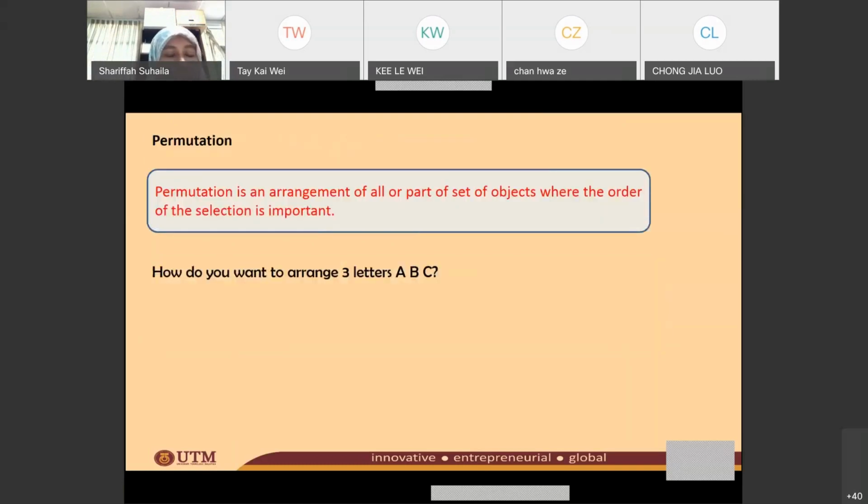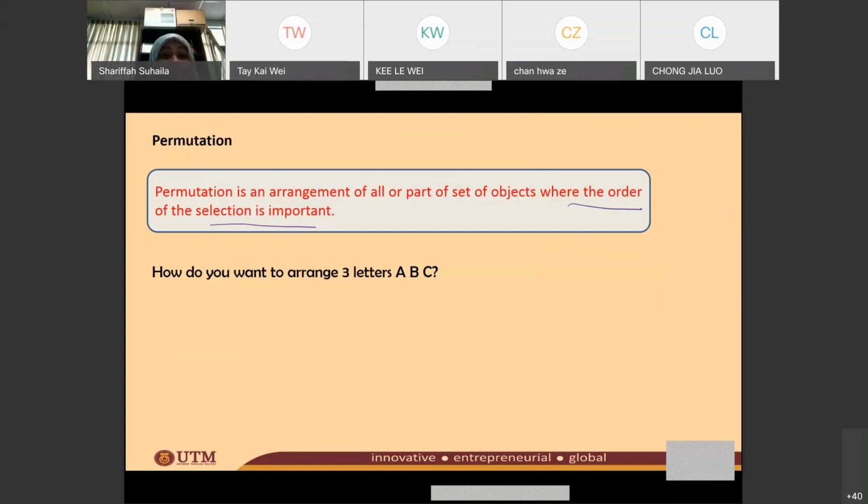What we want to deal with here is permutation and also combination. We want to focus on the concept of permutation and also combination. You need to know the definition of permutation. Permutation is an arrangement of all or part of a set of objects where the order of the selection is important, where the order in which you arrange is important.